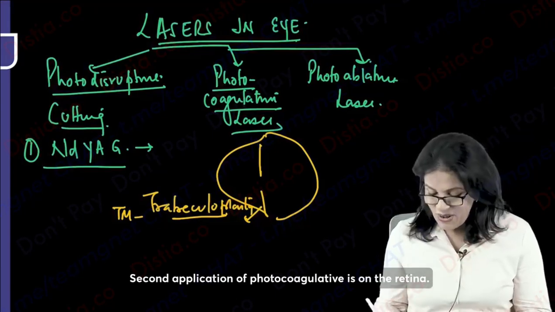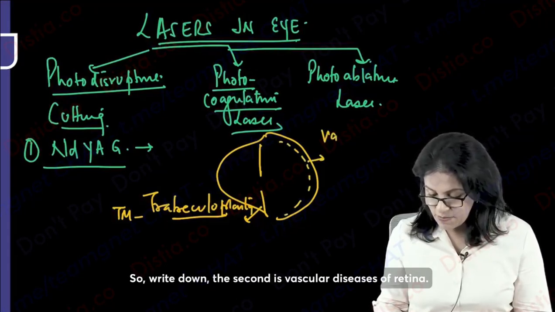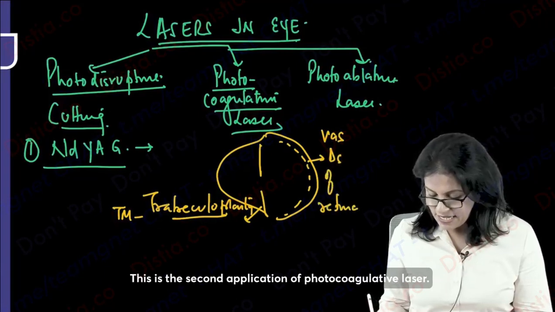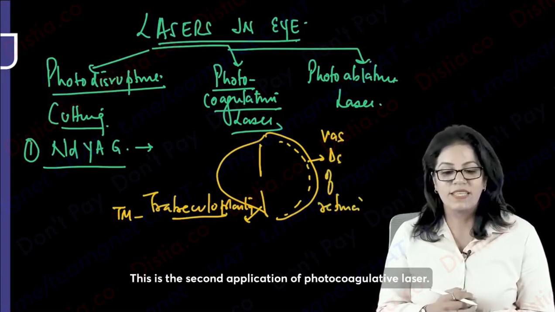Second application of photocoagulative is on the retina. So write down the second is vascular diseases of retina. This is the second application of photocoagulative lasers.